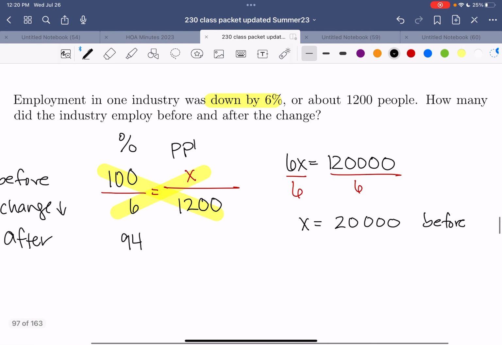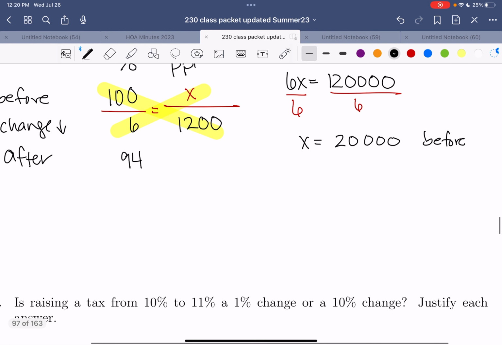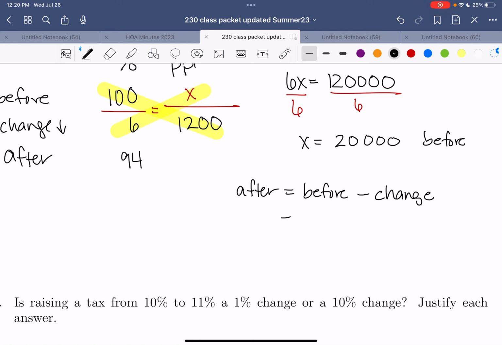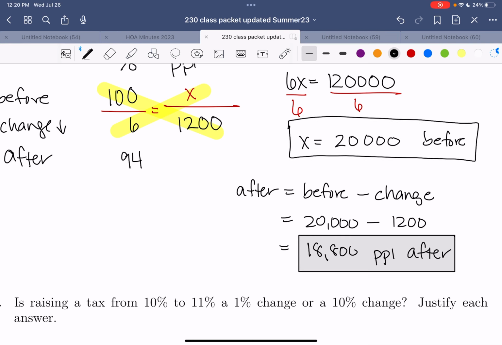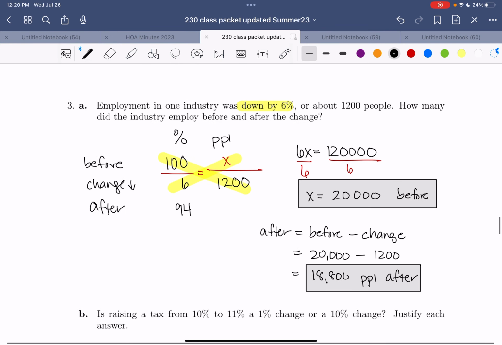And then note that it says down by 6%. So my after is going to take my before and subtract the change. So we're going to take the 20,000 and we're going to subtract the 1,200. And we'll end up with 18,800 people after. So those are my two answers. There's my after, and then up here is my before. Okay, so I can get both of those pretty quickly.